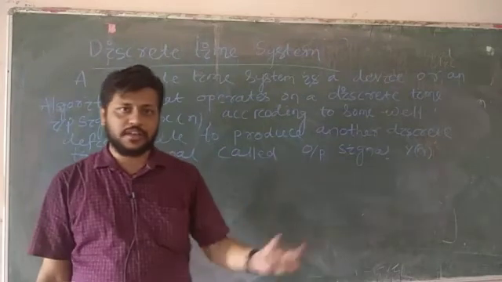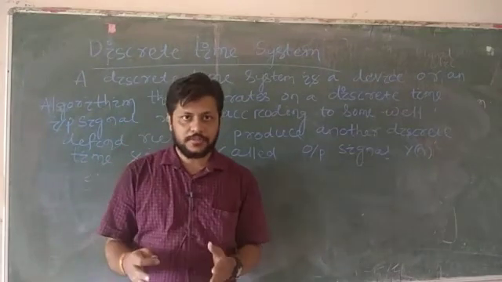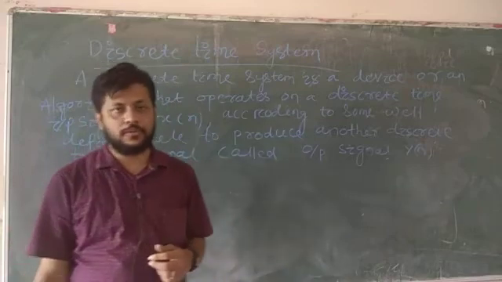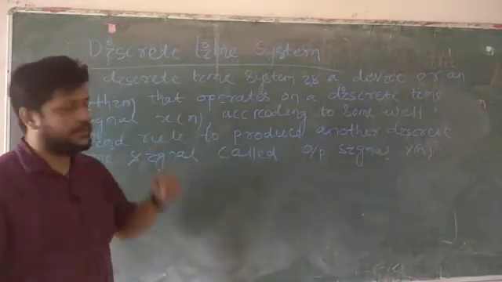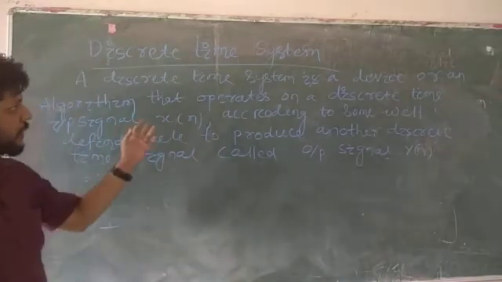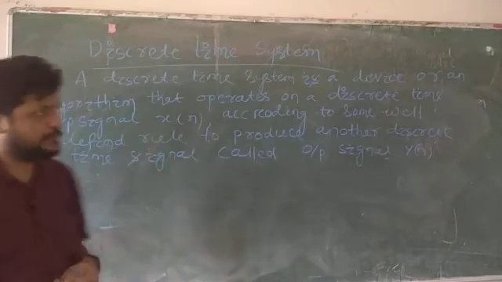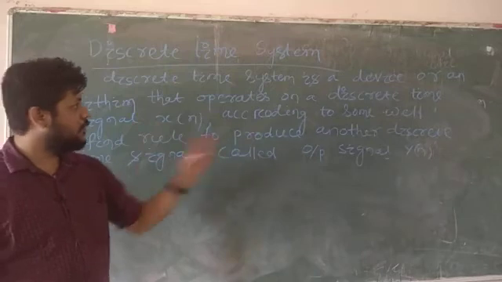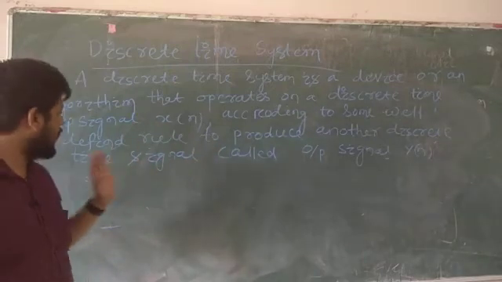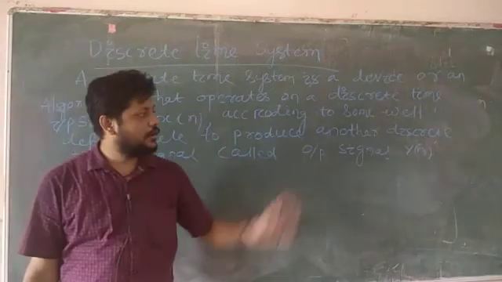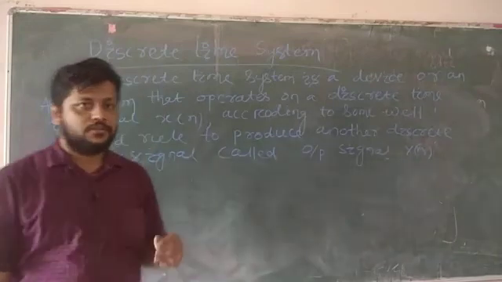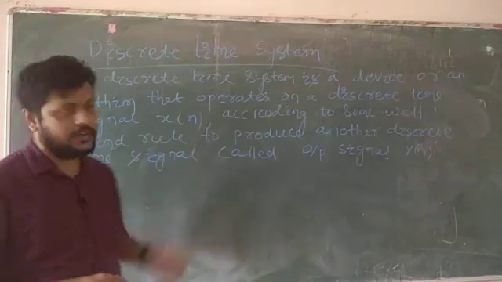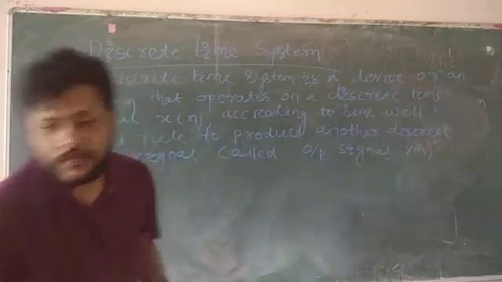First we study a signal, then we will study the system, and we need a system to produce output. So first of all, this is the definition of a discrete time system. A discrete time system is a device or an algorithm that operates on a discrete time signal x(n) according to some well defined rule to produce another discrete time signal called the output signal y(n). Let us now analyze it mathematically, then we will understand the definition in a better way.